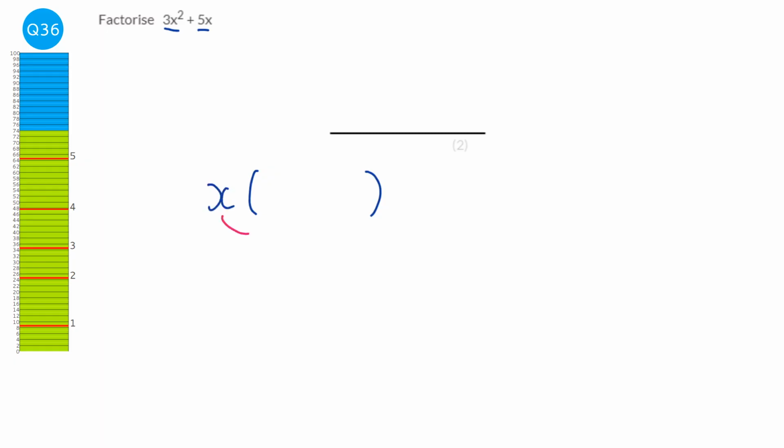So I need to ask myself, what times x is going to be 3x squared? Well, obviously 3x. And then we ask ourselves, what times x is 5x? Well, that's just going to be 5. And if you were to expand that set of brackets, you will get 3x squared plus 5x. So we know it's the correct one. And so our answer will be x brackets 3x plus 5.